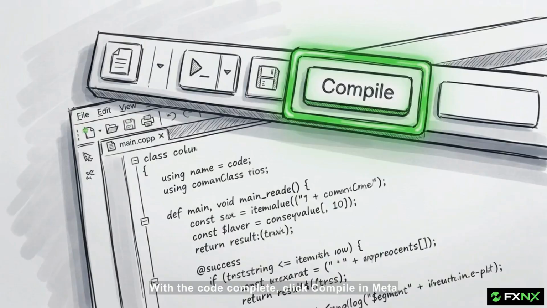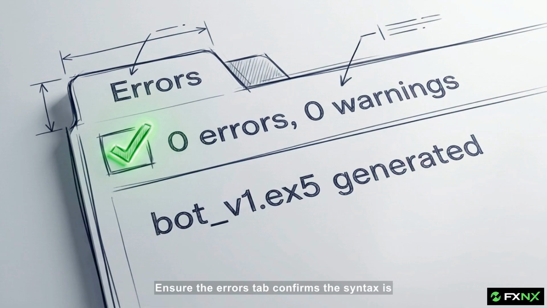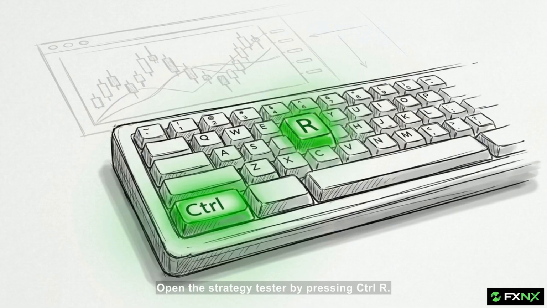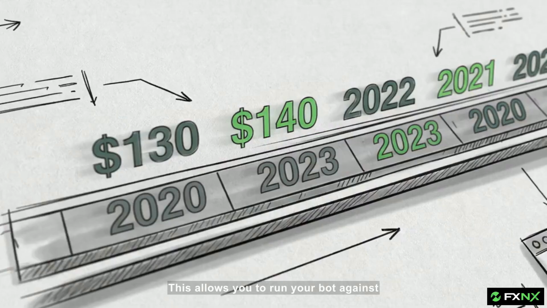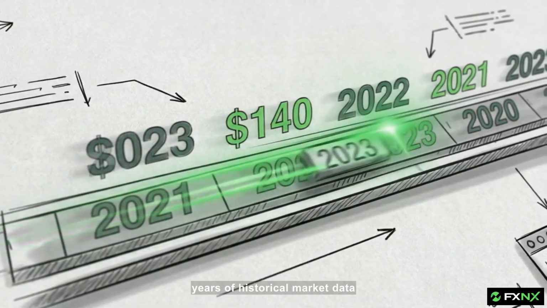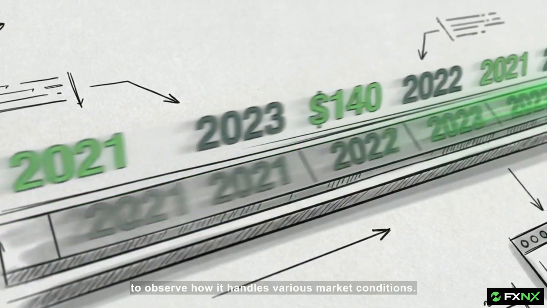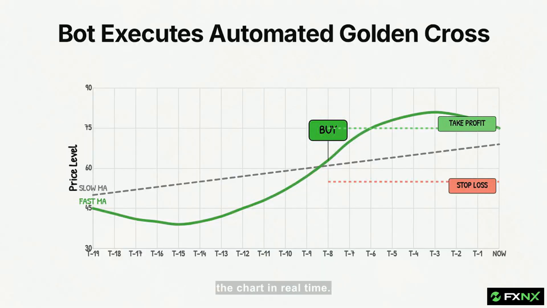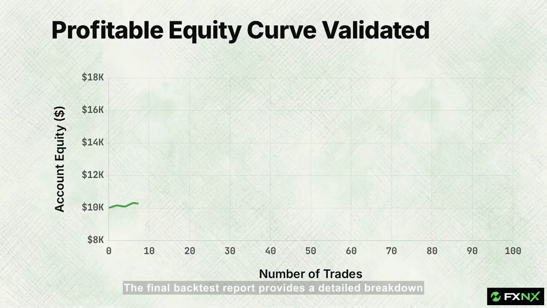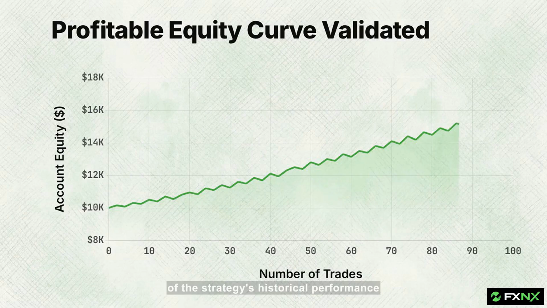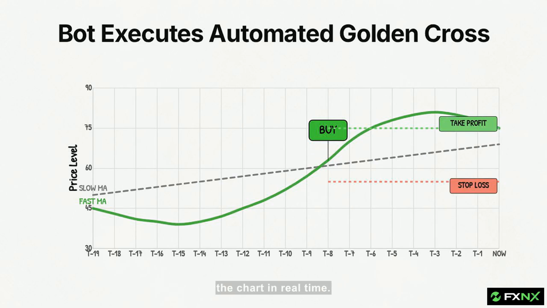With the code complete, click Compile in MetaEditor. Ensure the Errors tab confirms the syntax is correct and the executable file has been created. Open the strategy tester by pressing Ctrl-R. This allows you to run your bot against years of historical market data to observe how it handles various market conditions. In the visual tester, you can watch the bot independently identify crossovers, open positions, and manage the risk levels on the chart in real time.